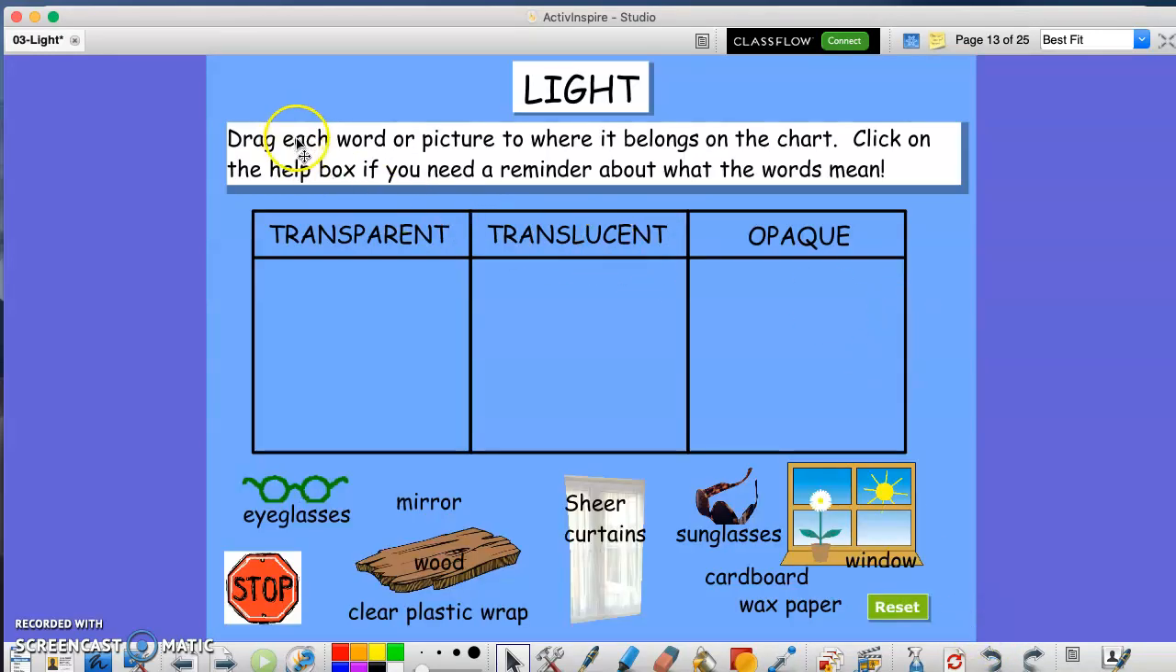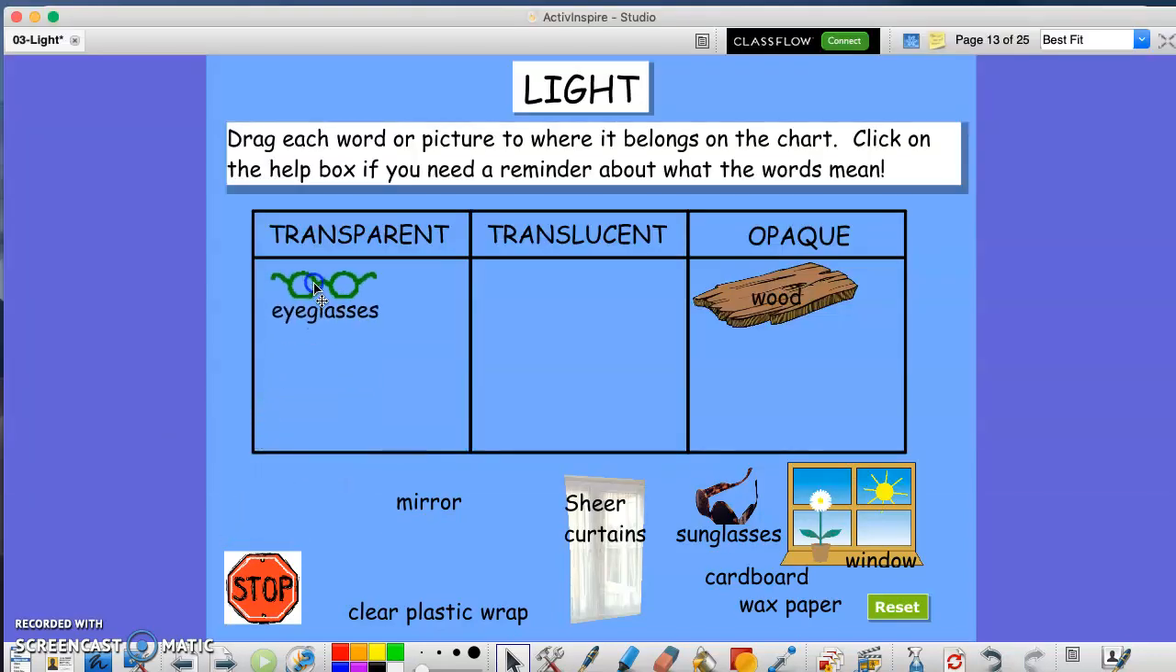So we have some more objects to figure out. We have transparent, translucent, opaque. Remember, transparent is I see all the way through it. Translucent, I kind of see through it. Opaque, I cannot see through it at all. So let's start with wood. That one is opaque. You cannot see through it. How about the eyeglasses? If you think that's transparent, good job. You can see all the way through that.